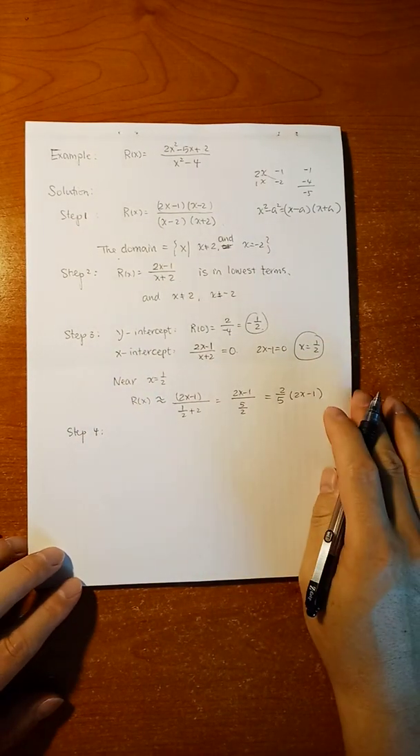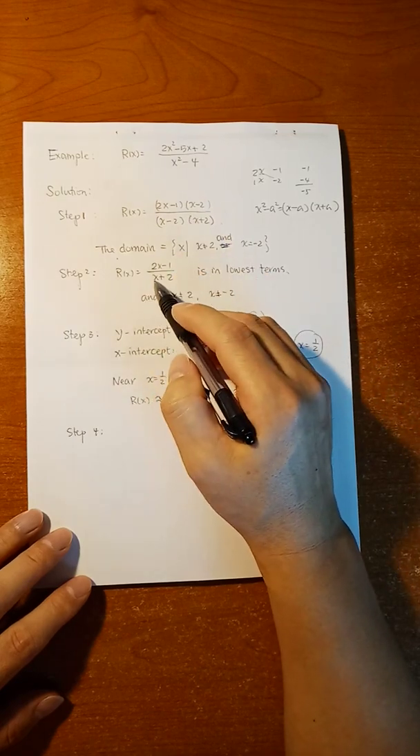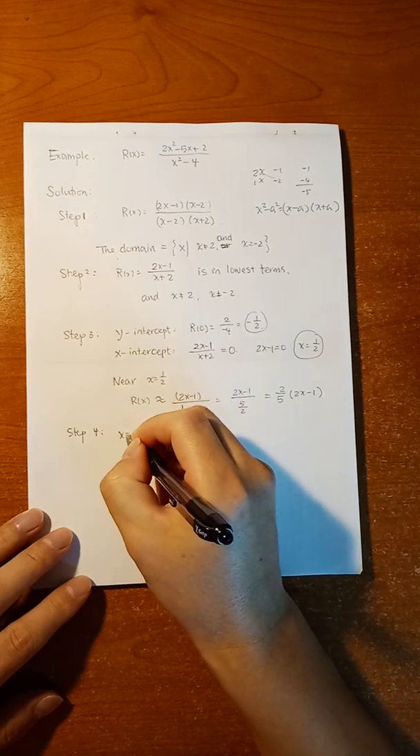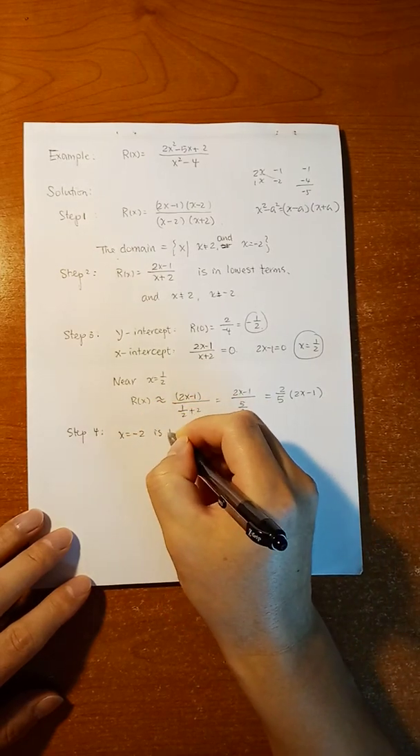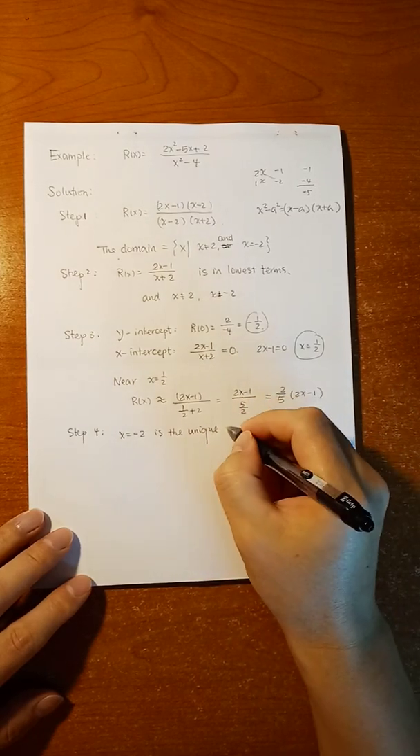And then let's look for the vertical asymptote. For the vertical asymptote, in the lowest terms, there's only one factor, x plus 2. So x equal to negative 2 is the unique vertical asymptote.